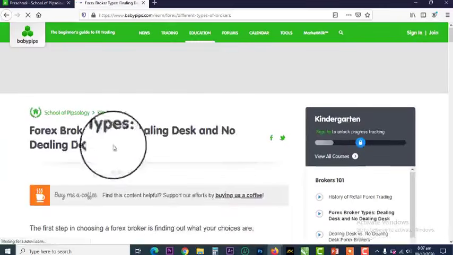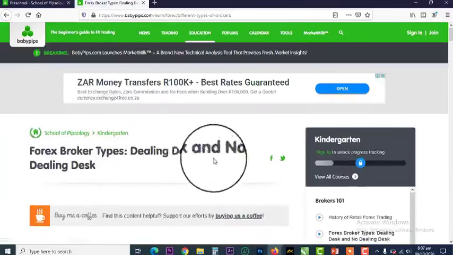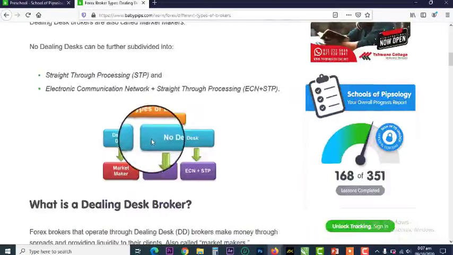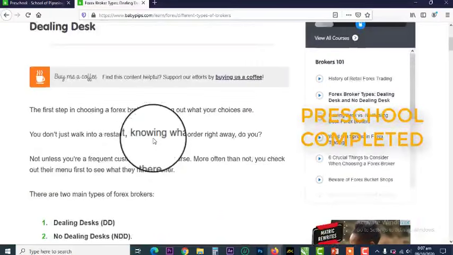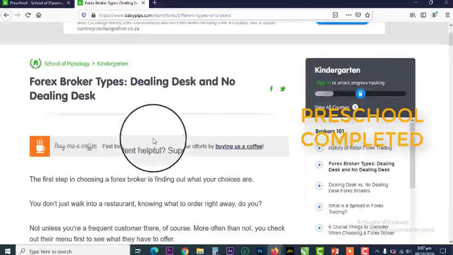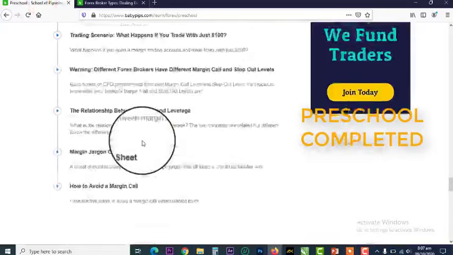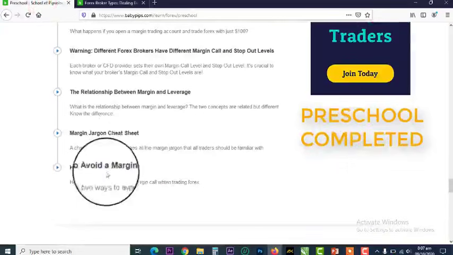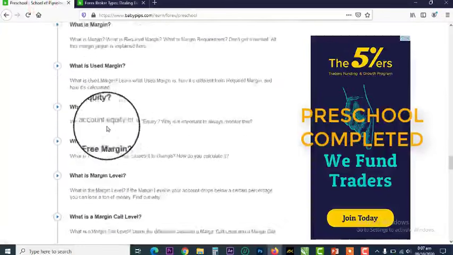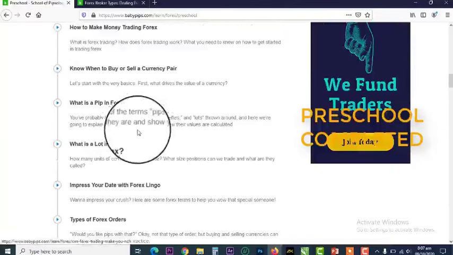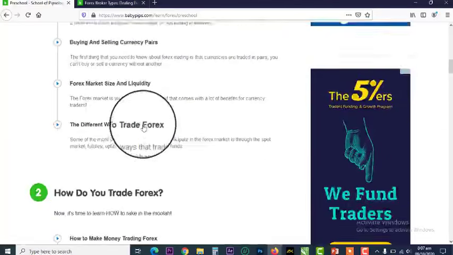So forex broker types: dealing desk and no dealing desk. Oh my goodness. Dealing desk. Okay, this is another section, and this is kindergarten. So we are done with how to avoid margin call. This is the end of preschool. Congratulations.